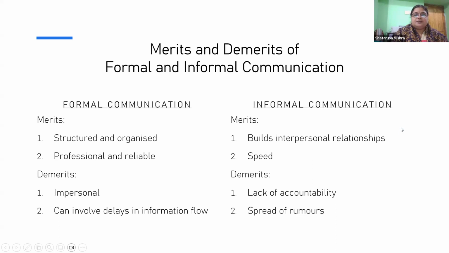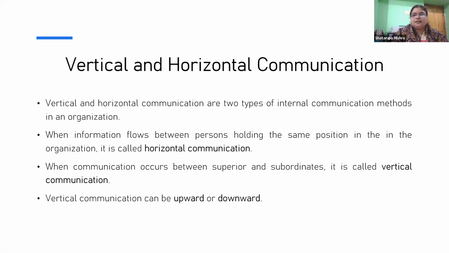Okay, so these are some points regarding merits and demerits of formal and informal communication. Now we will come to different kinds of communication which we see within an organization, within an institution. So we have vertical and horizontal communication, we have diagonal communication, and we have grapevine communication. Now we will look at vertical and horizontal communication. Vertical and horizontal communication are two types of internal communication methods in an organization. Internal communication methods means the people in a particular organization talk to each other.